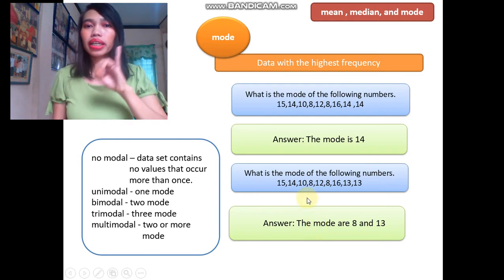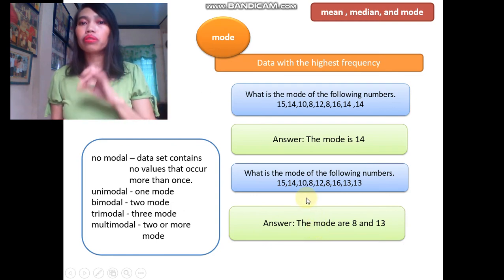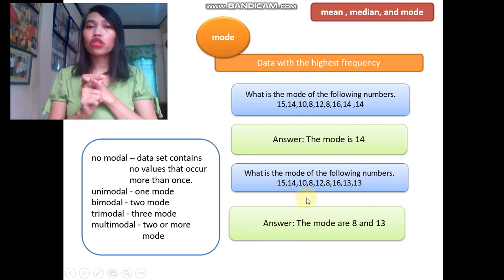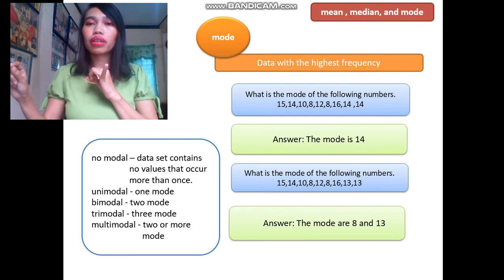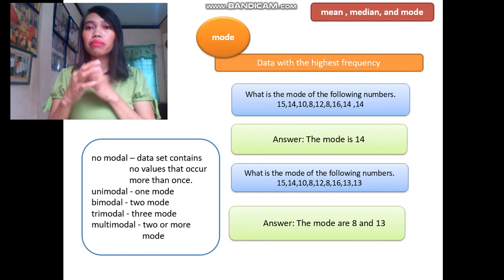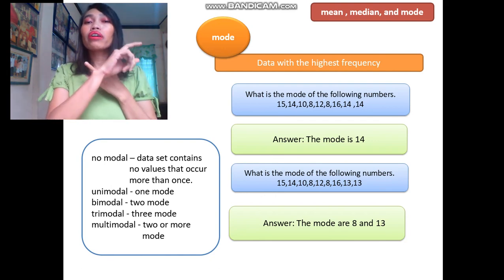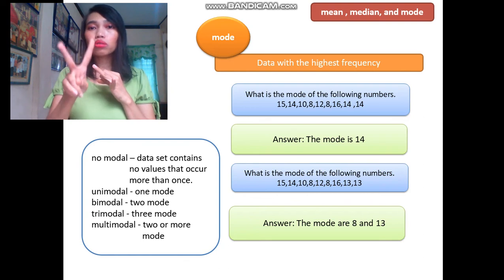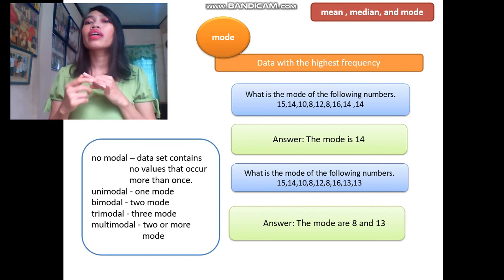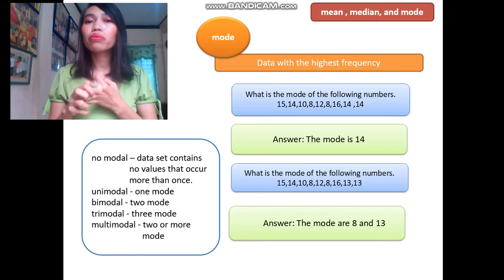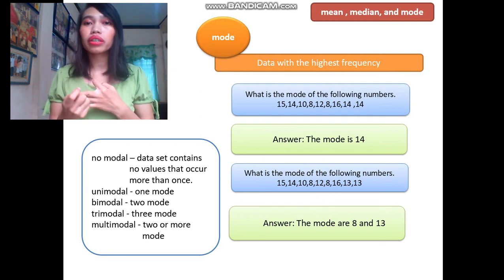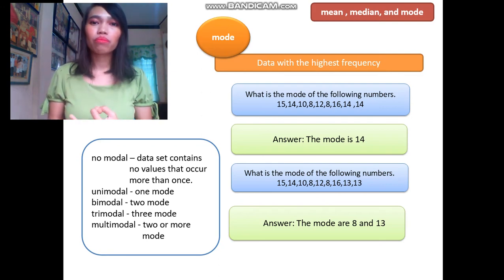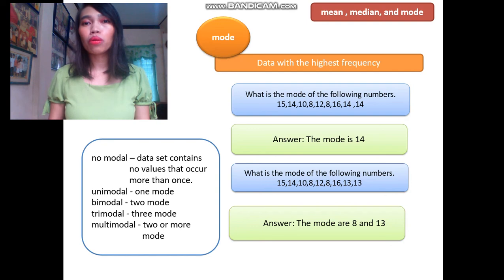So you have the mean, median, and the mode. The mean is the summation of all the values of data divided by the number of data. For the median, you have to arrange the data and then find the middle term. If there are two middle data, you have to find the mean. And then you have the mode. The mode is the most frequently occurring data, ang kinadaghanan. So that is the mean, median, and mode.